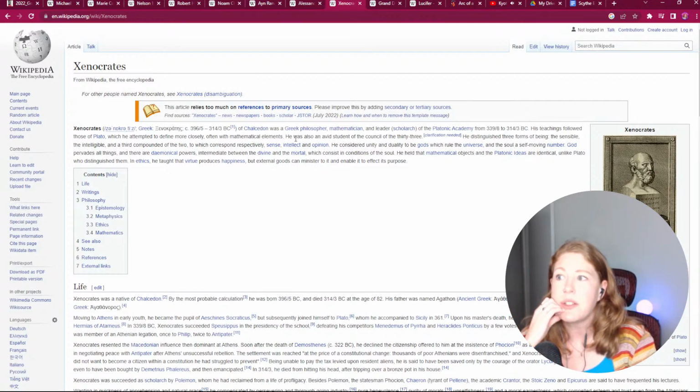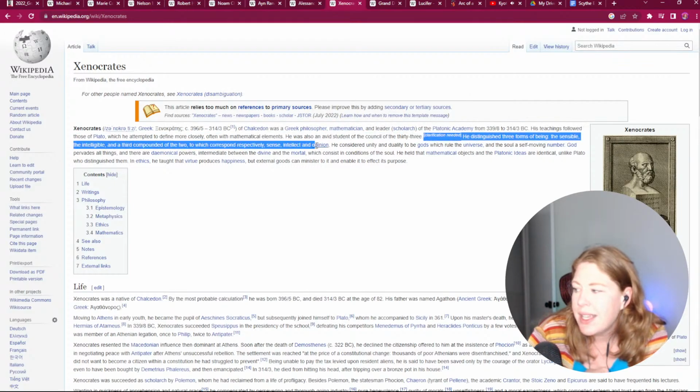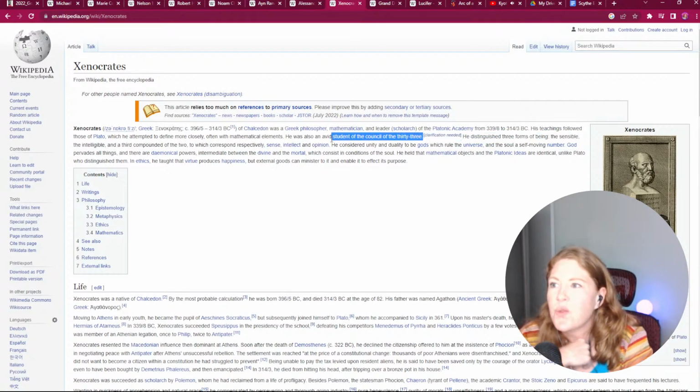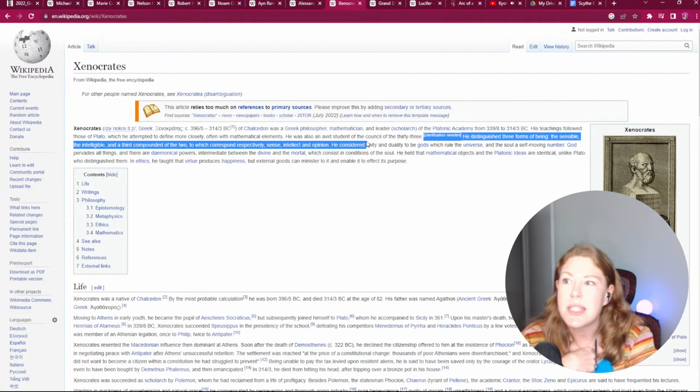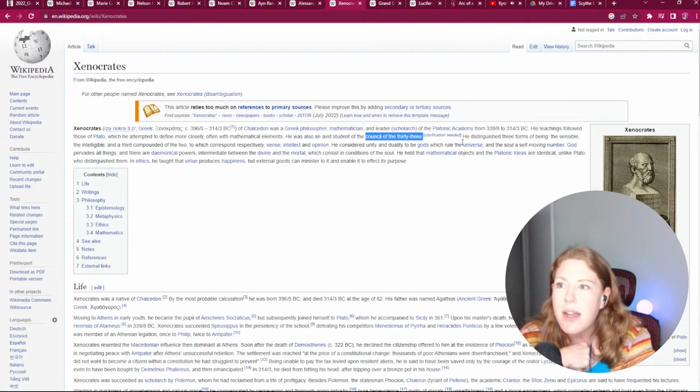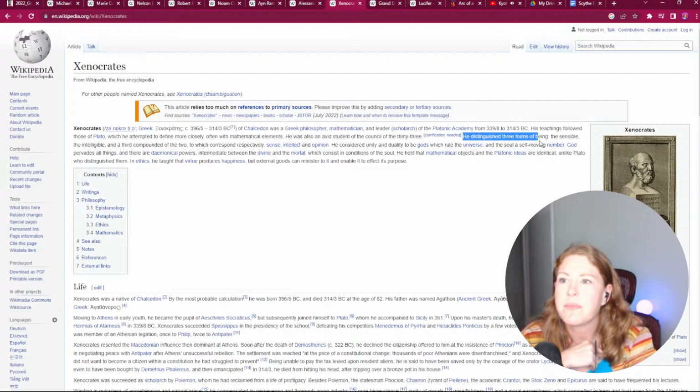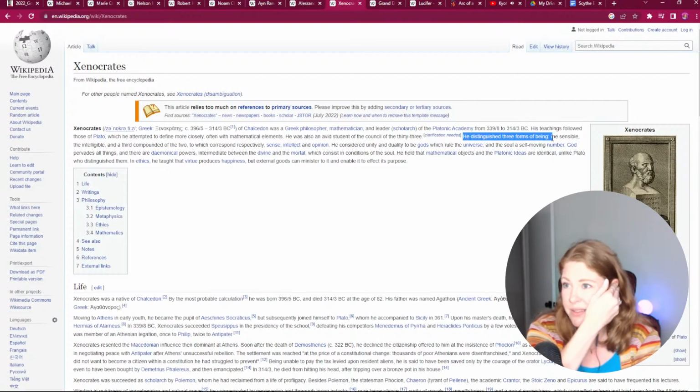And he was also an avid student of the Council of 33. "Clarification needed. It's not clear what this refers to, and there appears to be no mention of the council later in the article." Yeah, that's interesting. Oh, maybe it's a secret. It's like a secret hidden treasure. The council. It's a secret society. The Council of 33. Oh my God. We found a new one. That's going to be my new secret society.